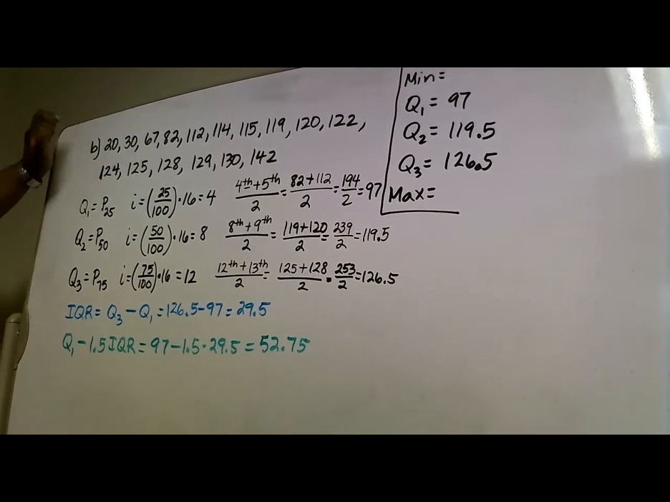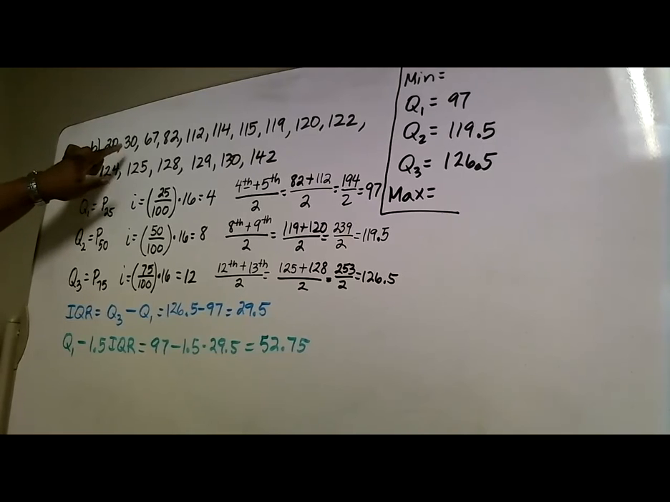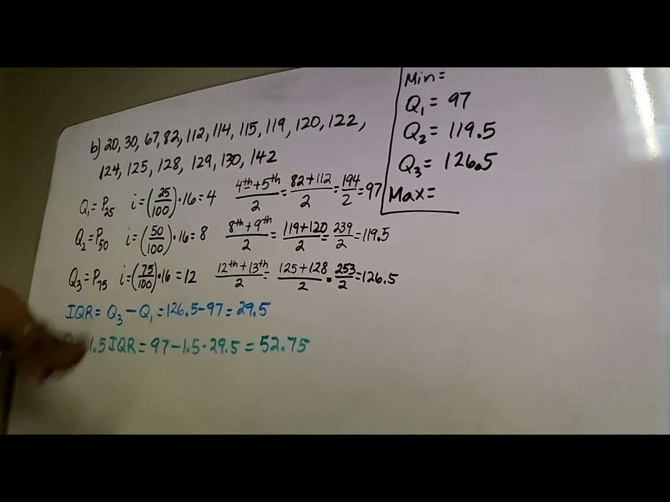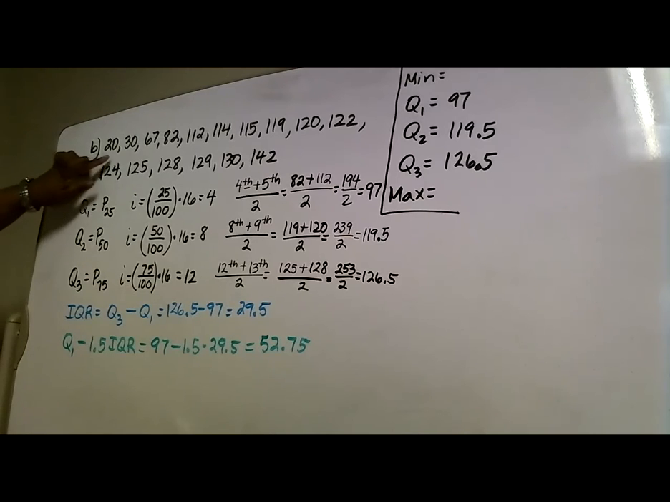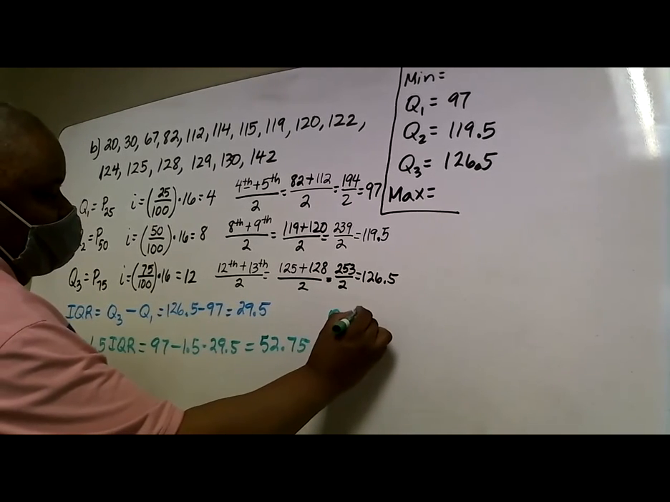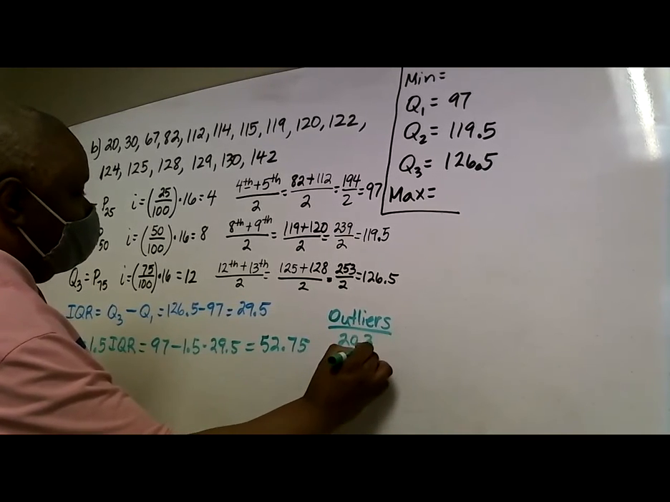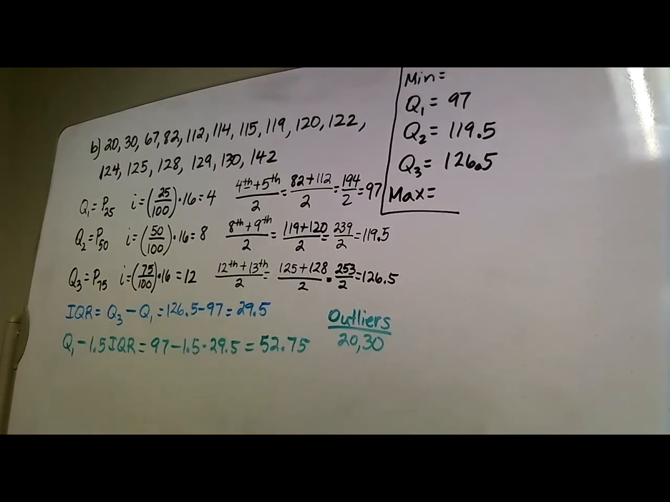So by looking at this data set up here, do we have any outliers here? 20 and 30. 67 is greater than 52.75. So these are the only two that are outliers. Okay, I'll write this out. Outliers here are 20 and 30.